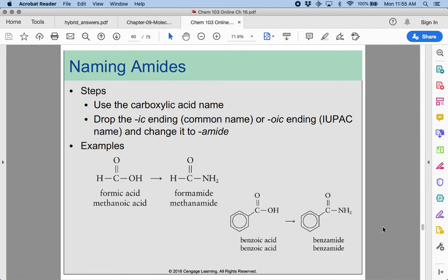So we have talked about how we name amines. We're going to talk a little bit about how we would name an amide. So just like with esters, where we knew that the ester was formed from the carboxylic acid and the alcohol, we do the same thing with amides. There's some carboxylic acid and there's some amine or ammonia present, and each of those are put together to give us the name.